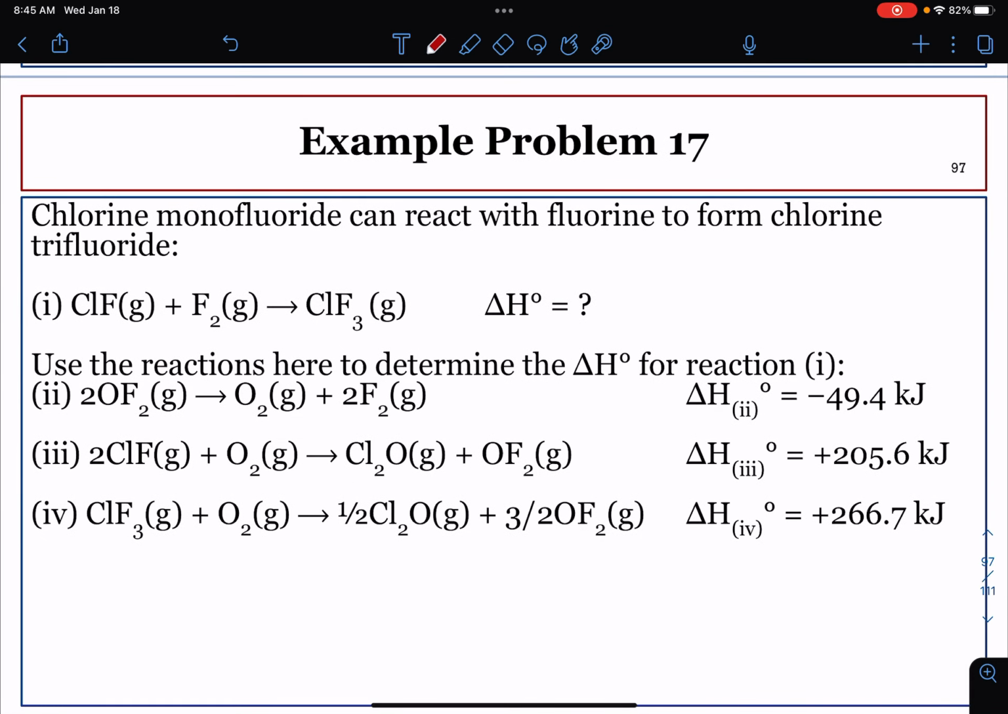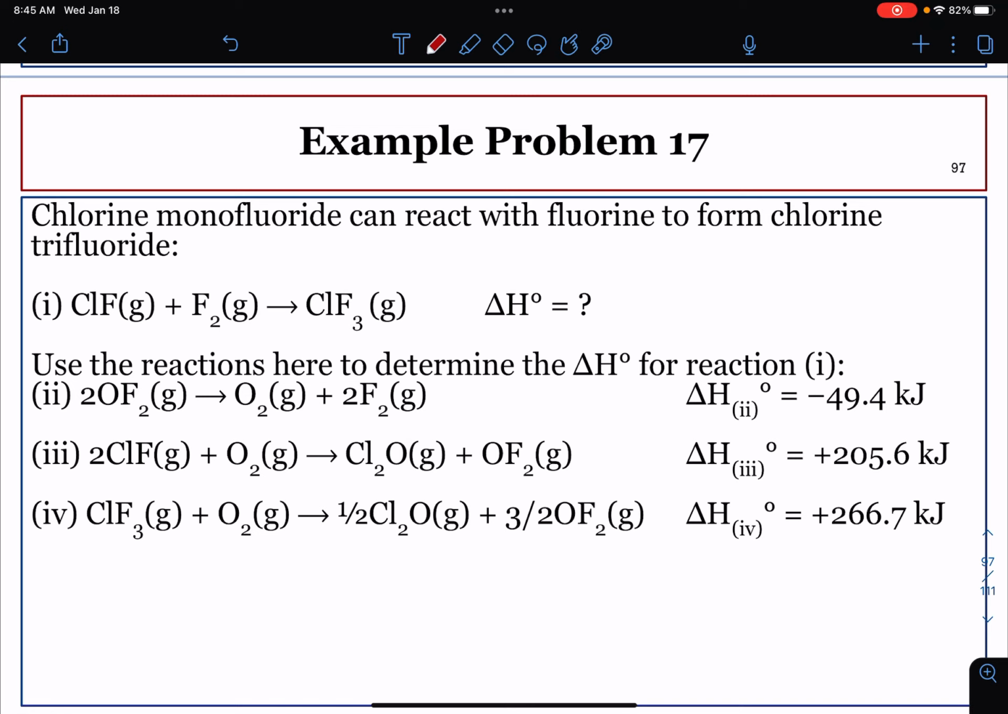Here is another example. Chlorine monofluoride, which is this compound, can react with fluorine to form chlorine trifluoride. We do not know the delta H for this overall reaction, and that is what we are trying to solve. This overall reaction actually happens in 3 different steps, not necessarily in this order though.